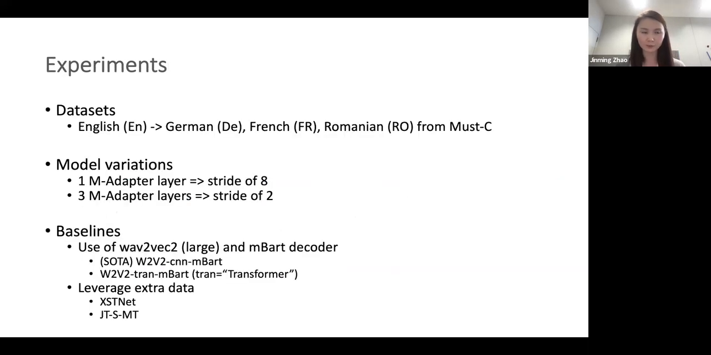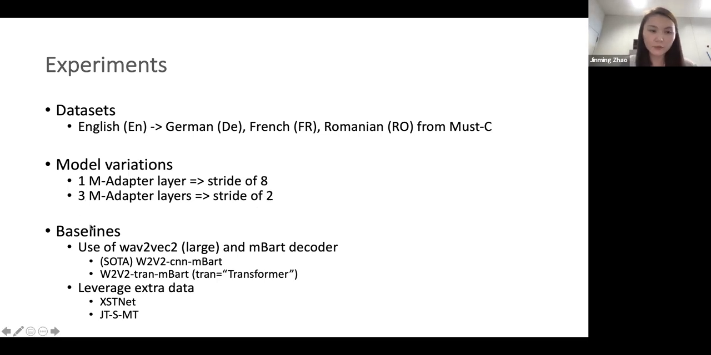We conducted experiments over 3 language pairs from the MuST-C benchmark, which is a benchmark dataset in speech translation. We developed 2 variations of our systems. One has 1 adapter layer with a stride of 8 for the pool module. And the other one has 3 adapter layers with a stride of 2 for the pool module. Both of them compress the sequence by a ratio of 8.